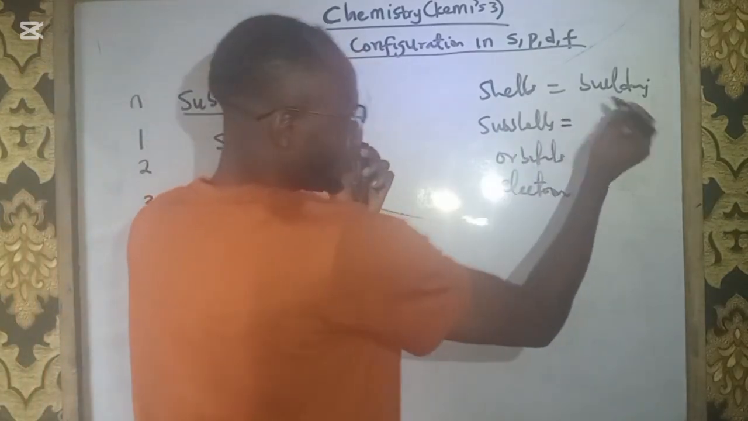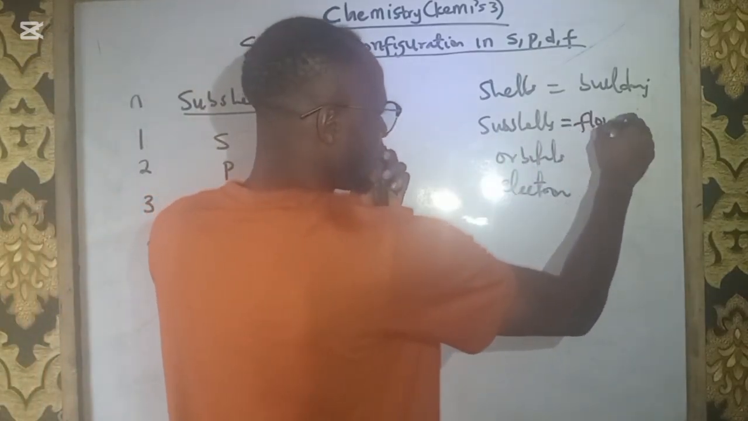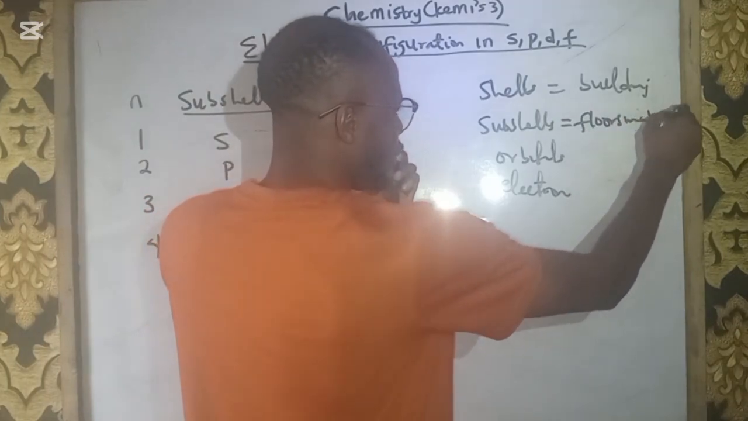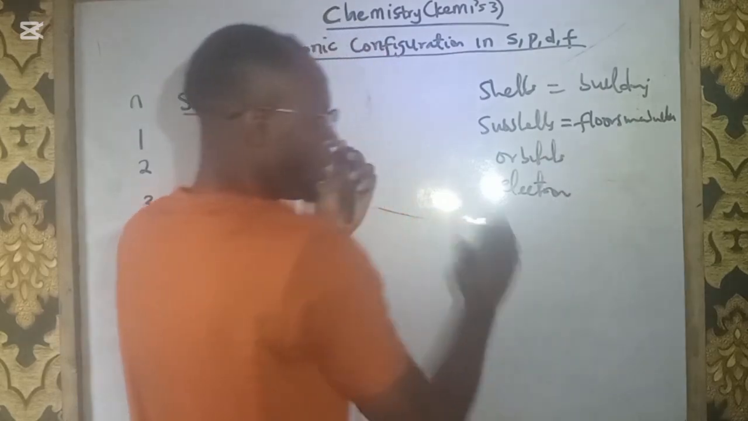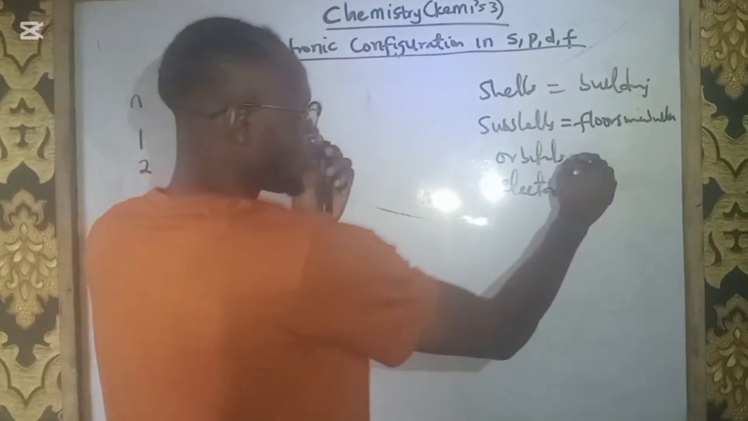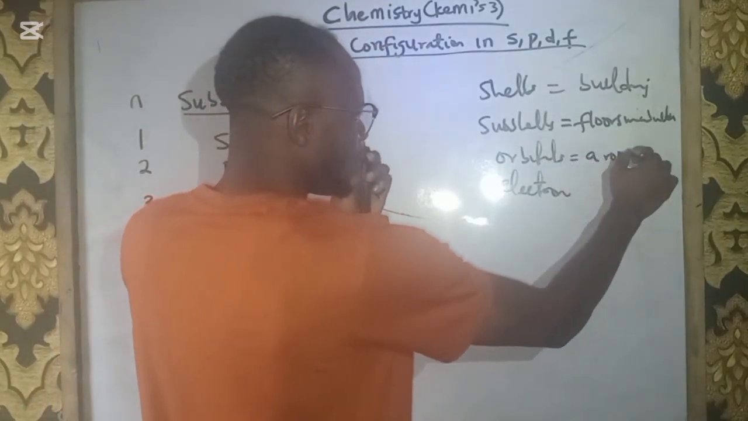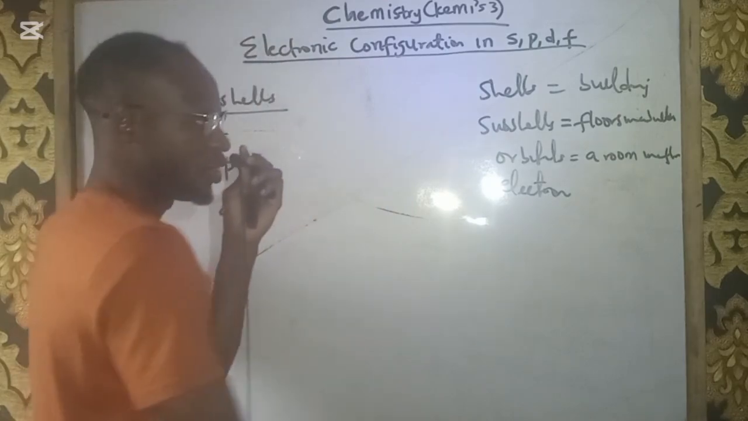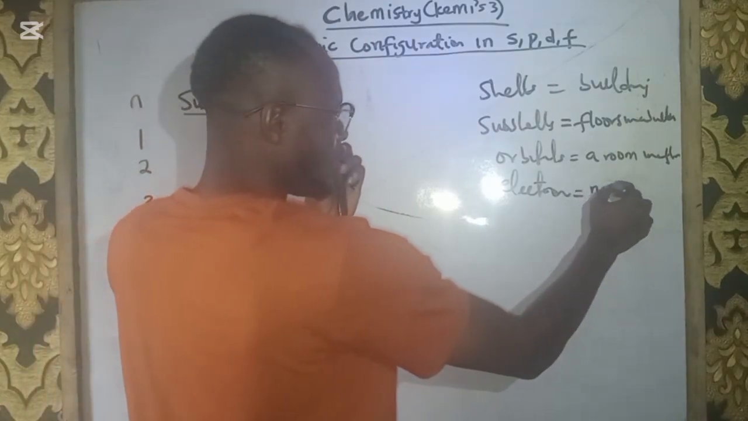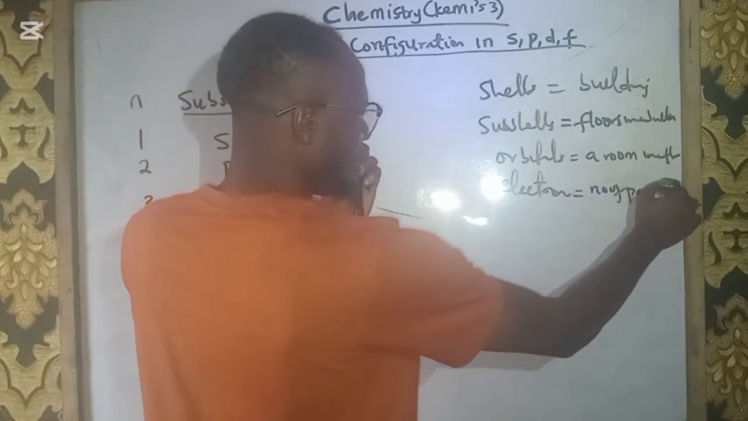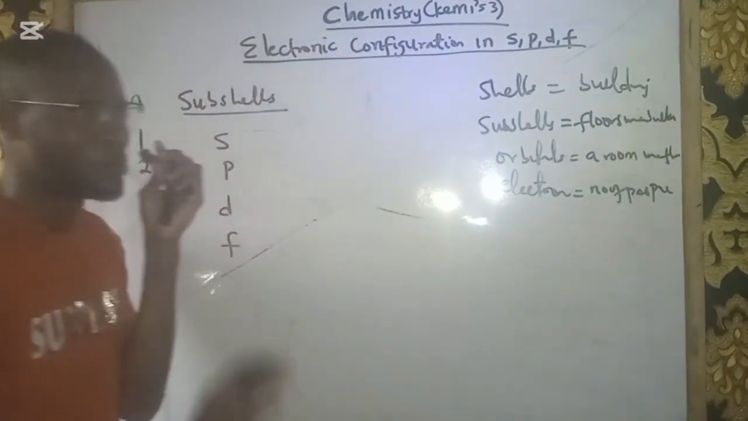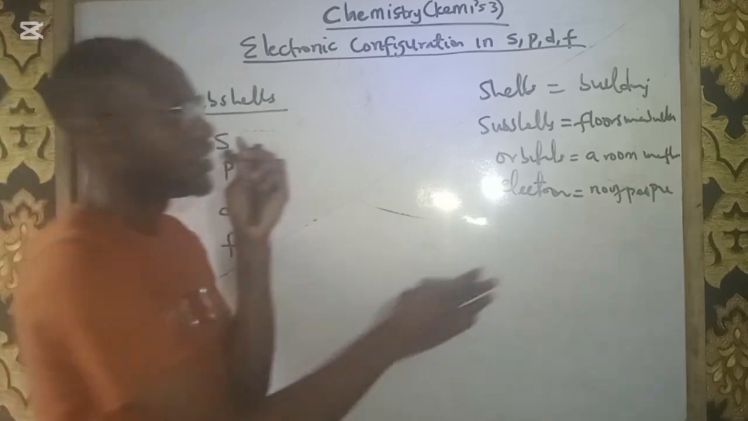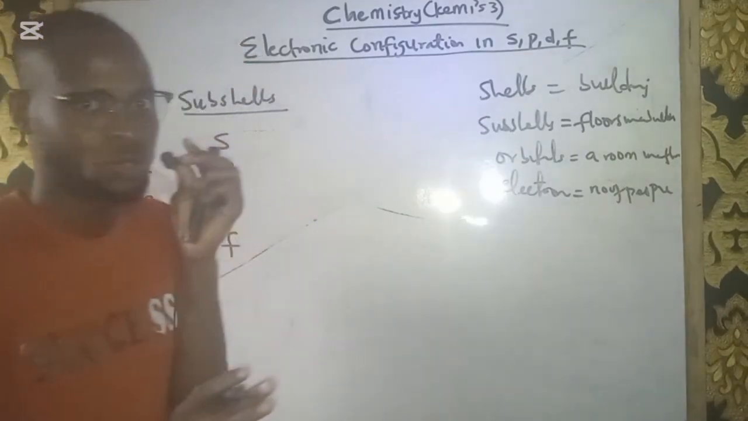Subshells are just, let's say, the floors in a building. Orbitals, let's call that a room in a floor. Electrons, we can say, are the number of people in the room. It's as simple as that. So if you can get this concept, I think you are good to go.